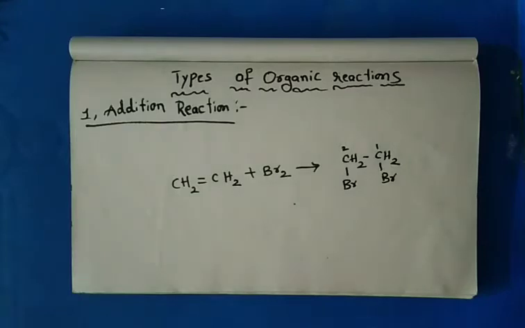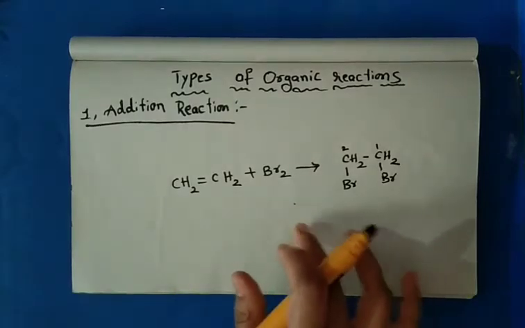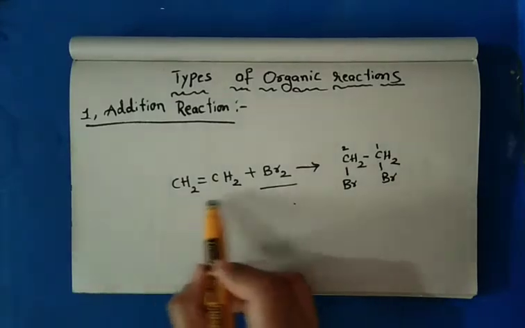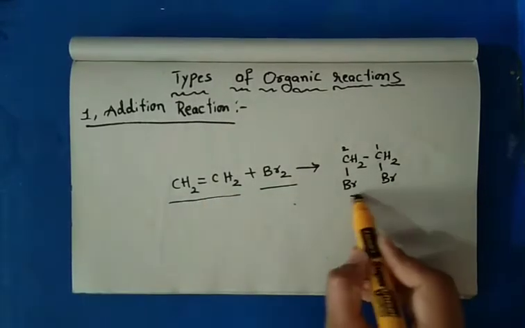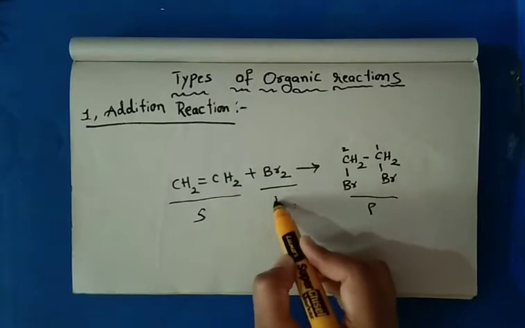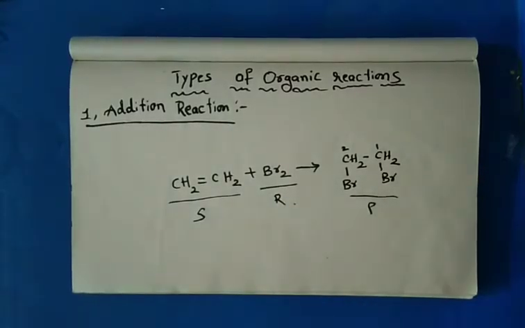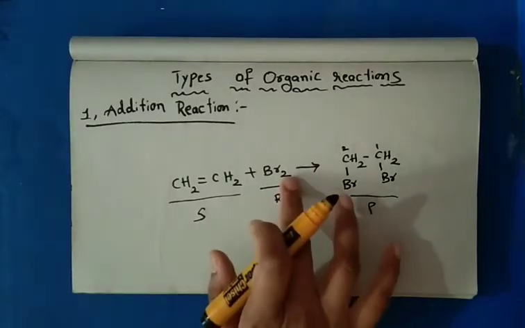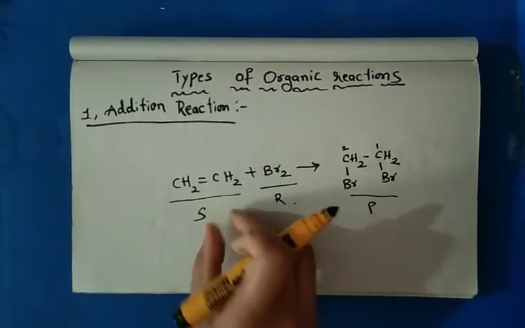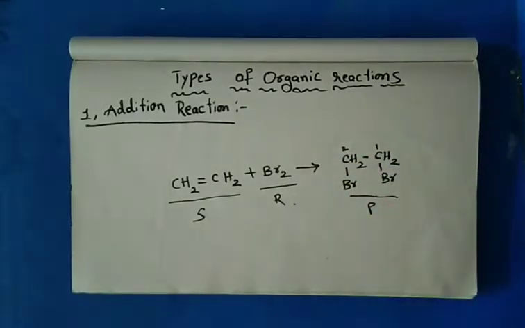What is the definition of an addition reaction? Simple. Br2 is the reagent and this is the substrate. P is nothing but the product, and R is nothing but the reagent. In this reaction, the reagent and the substrate combine together to give a single product. This is the addition reaction.